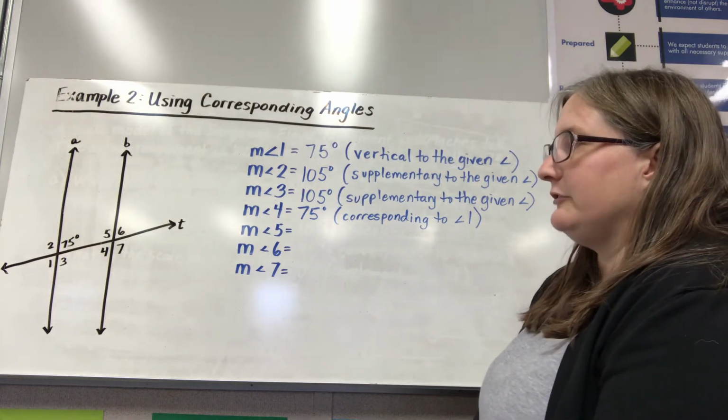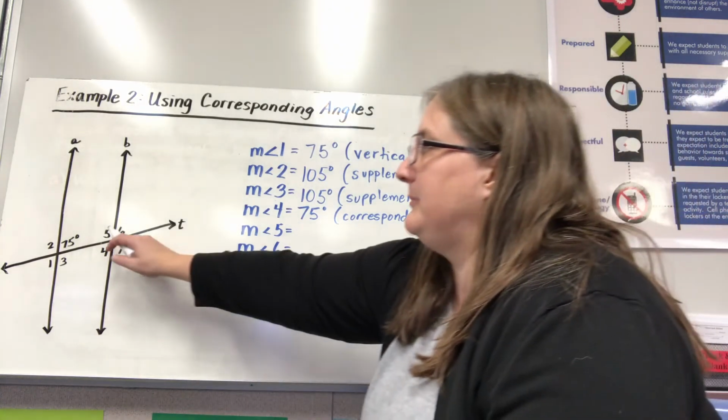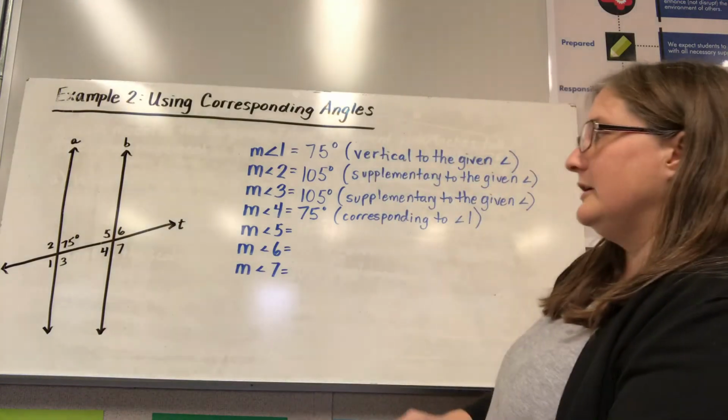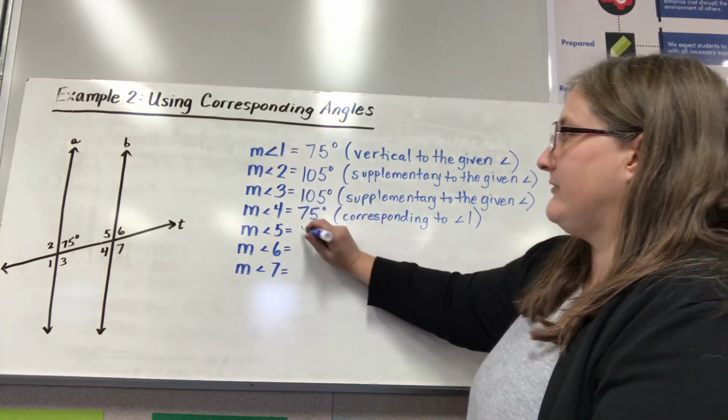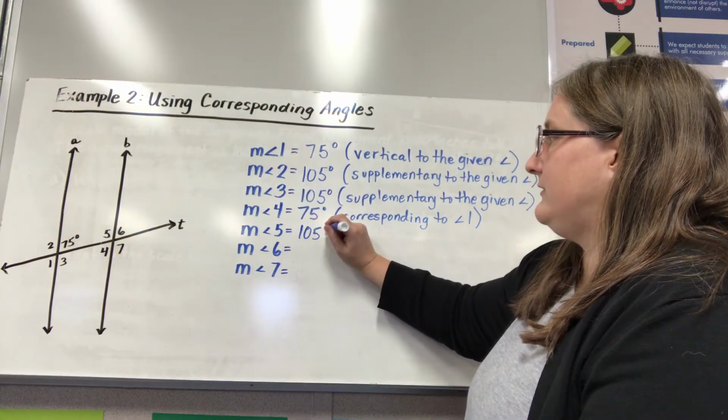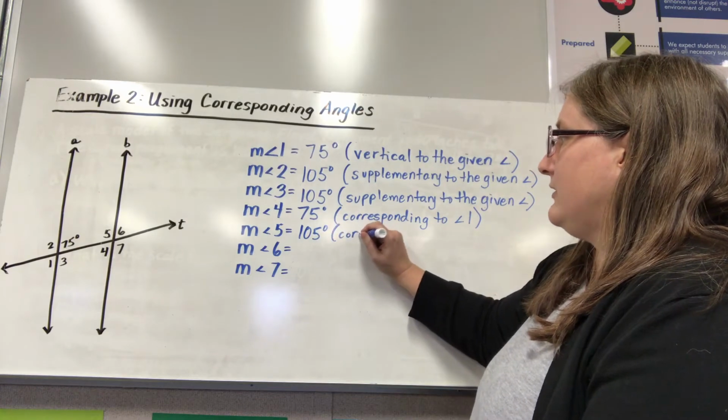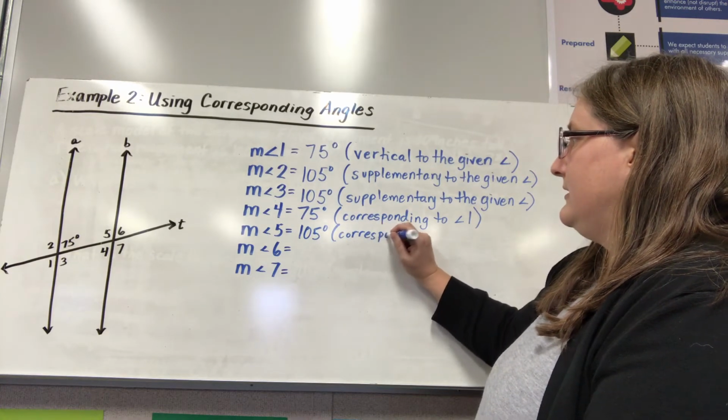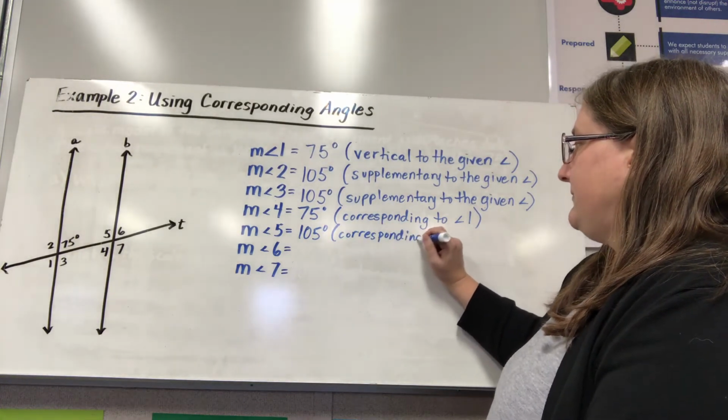Angle 5 is also a corresponding angle. He's in the top left to angle 2. So 2 and 5 are going to have the same measure, so 105 degrees here, because he's corresponding to angle 2.